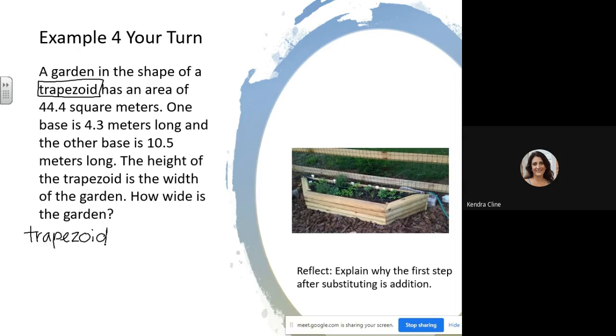The height of the trapezoid is the width of the garden. How wide is the garden? So this time they're wanting to know how wide the garden is, but up here they're telling me the height of the trapezoid is the width. So here, height and width are the same thing. So I know if they're asking how wide it is, means they're also wanting to know the height of it, okay? So we're going to draw a trapezoid.